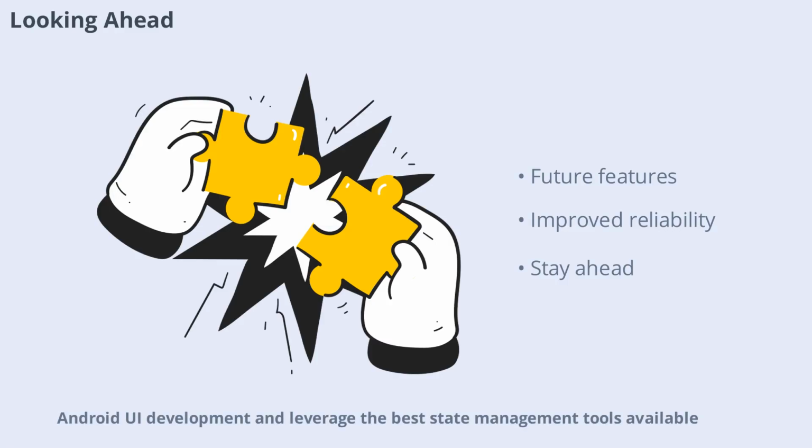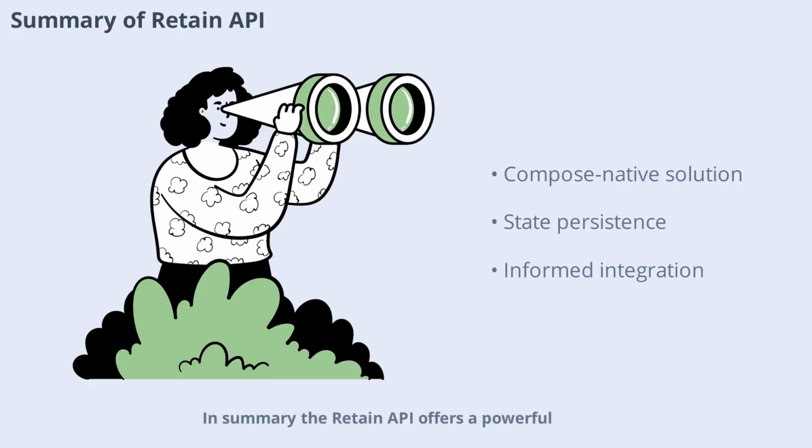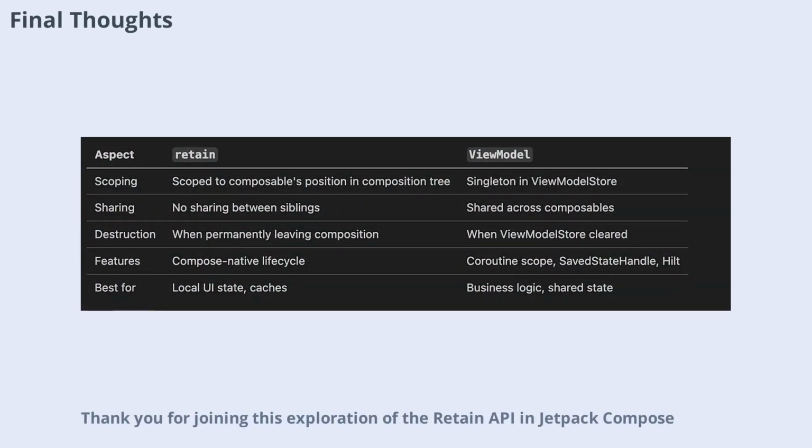In summary, the Retain API offers a powerful, Compose-native solution for state persistence across configuration changes. Its experimental status means developers should use it with caution and monitor updates. By understanding its features, use cases, and best practices, you can make informed decisions about integrating Retain into your Compose projects. Thank you for joining this exploration of the Retain API in Jetpack Compose.